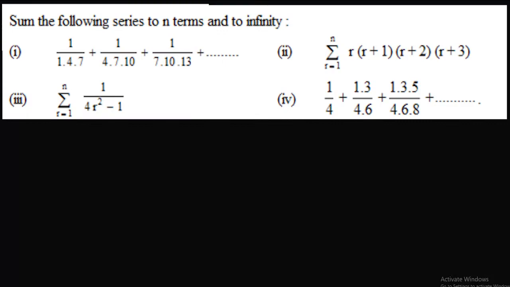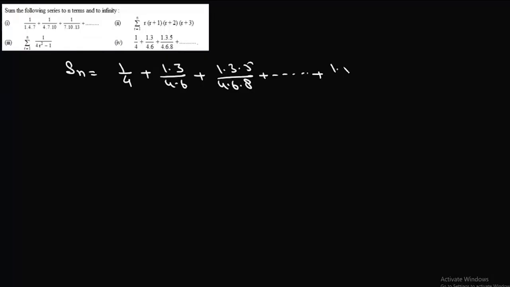And then we have this fourth one, which is this series Sn. So this is 1 by 4, 1 into 3 and this is 4 into 6. This is 1 into 3 into 5, and this is 4 into 6 into 8, and it goes up to n terms. Now for the nth term, we'll have 1, 3, 5. So it is an AP. So its nth term will be a plus n minus 1 into d. So that will be 2n minus 1.